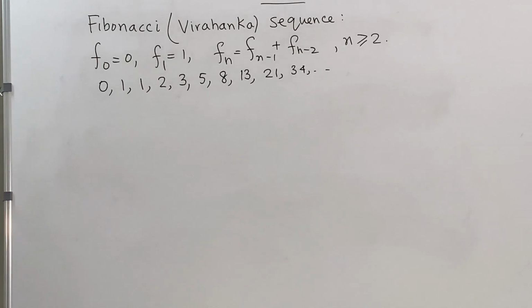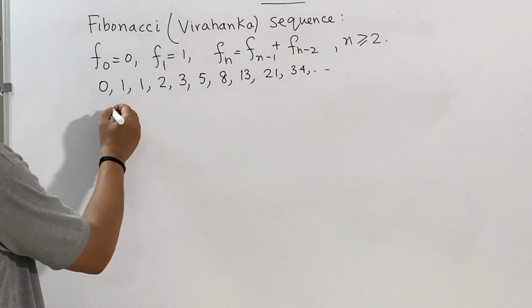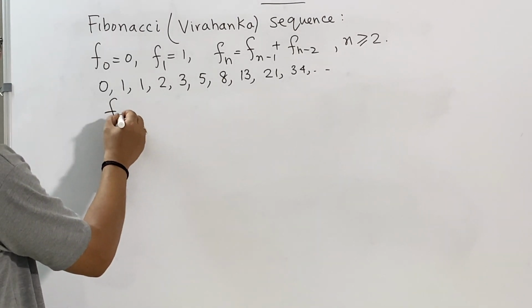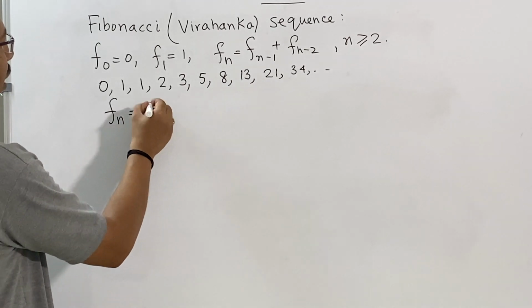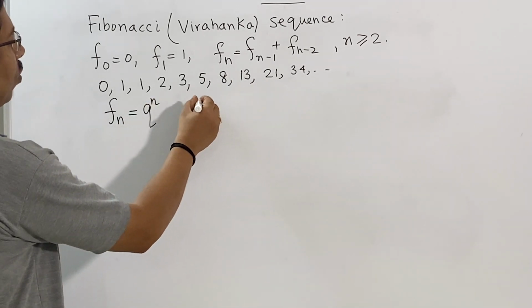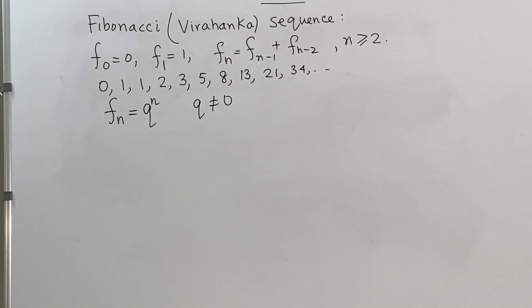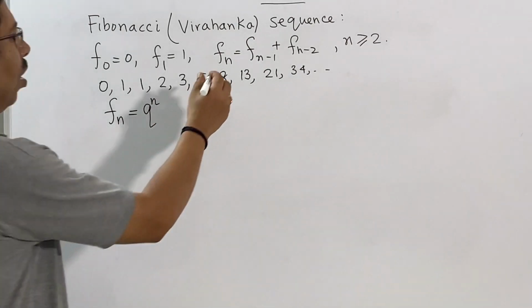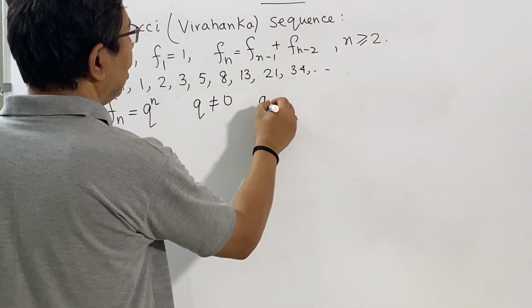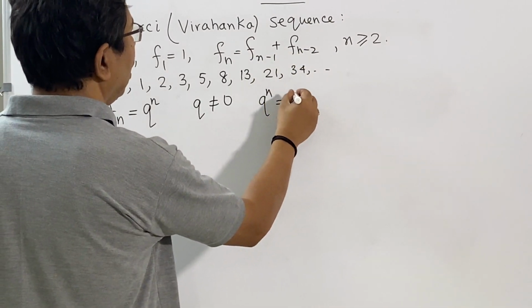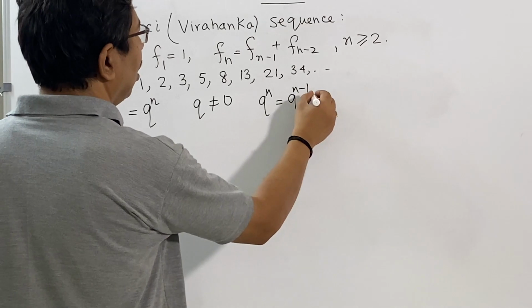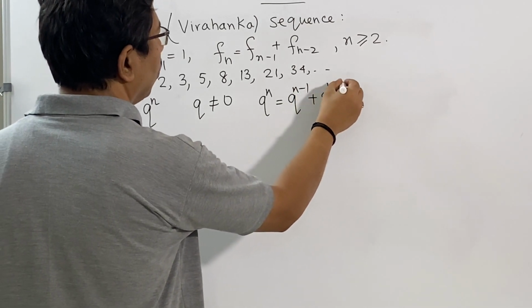Now we will begin with a guess. We will begin with a guess that Fn is equal to q to the power n, where q is a number which is different from 0, is a possible solution for representing this sequence. Now once we assume that, then we know that q to the power n has to be q to the power n minus 1 plus q to the power n minus 2.